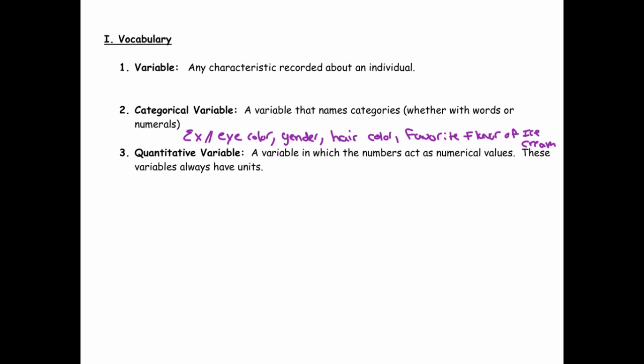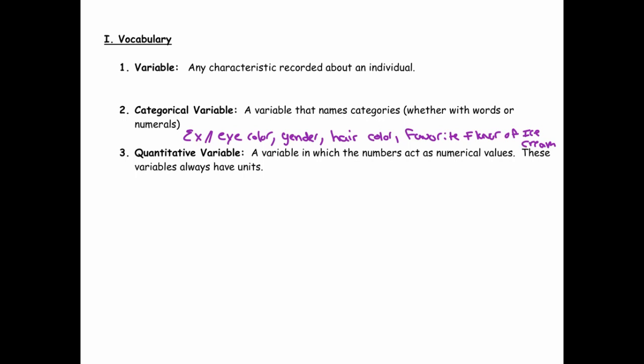So the values of the variables within each category won't be numbers, they'll actually be titles. So the types of values you could get for eye color might be blue or green, for gender, male, female, hair color, brown, blonde, et cetera. So those are the values of those categorical variables.